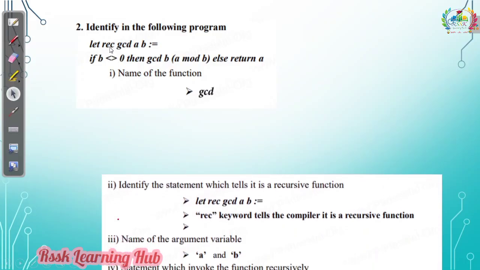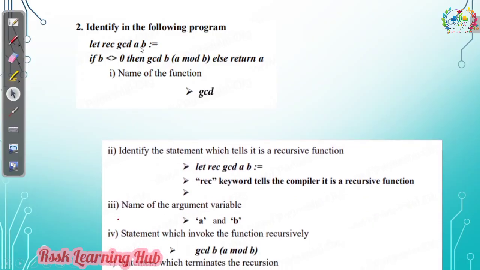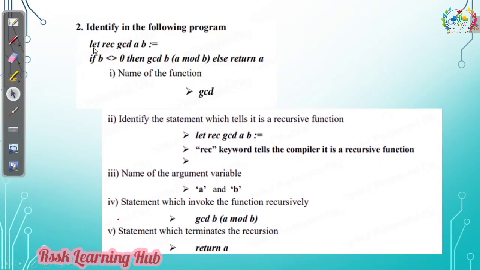Let rec gcd a b. It means what? The function begins with the keyword let. Rec is for recursive, gcd is your function name, and a and b are the variables you are using. Then it will check a condition. If b is not equal to 0, then the gcd, that is the greatest common divisor, value will be gcd b (a mod b), else it returns the value a.